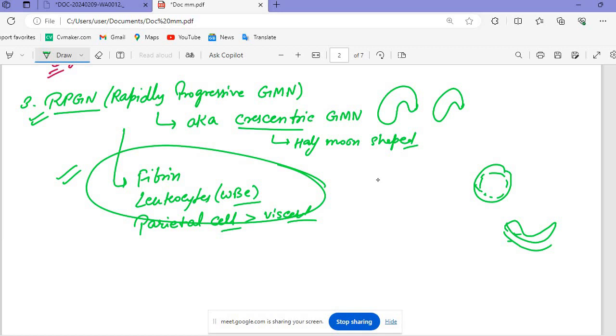Here we are talking about the kidney part. It's no problem that we can see parietal cells in the GIT as well as in the kidney. So these are different things.